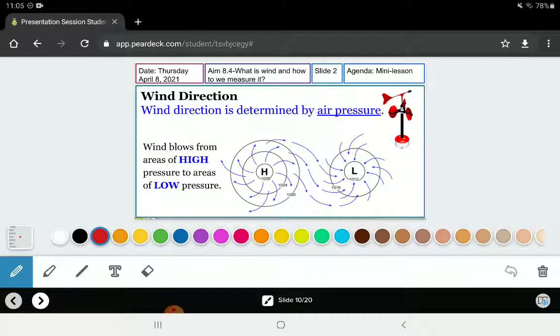Okay, so wind direction is determined by air pressure. Those are your two words that you're going to write in there. Like I talked about a little bit on the other slide, wind blows from areas of high pressure to areas of low pressure. Yesterday, on Thursday, it was a very high pressure system over New York City.